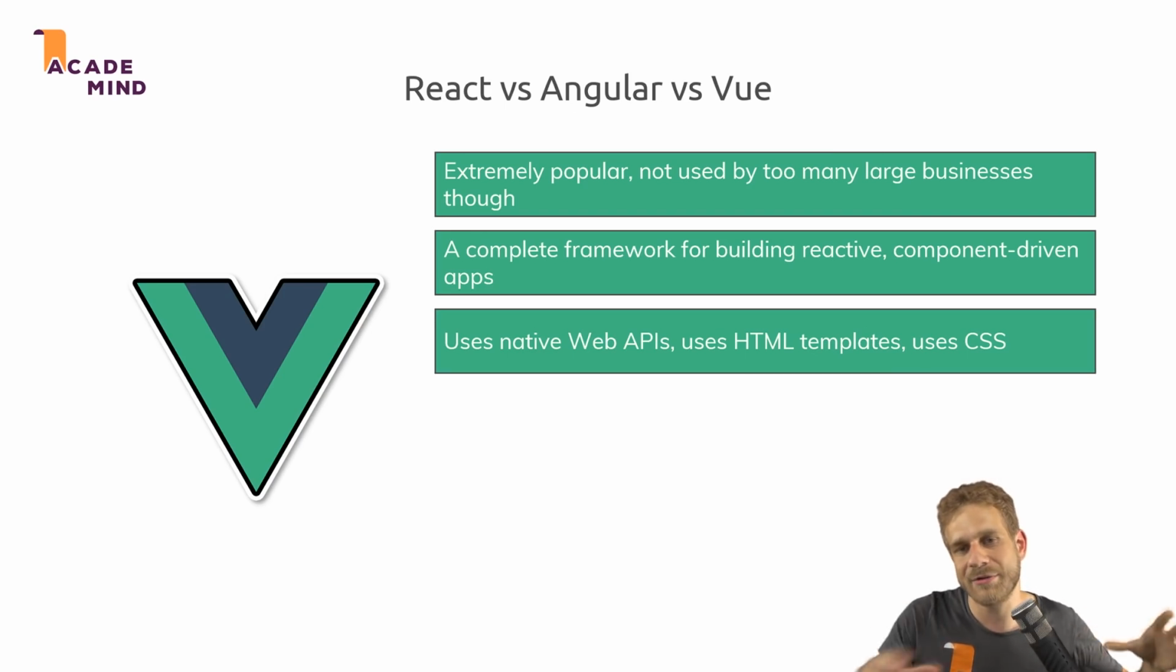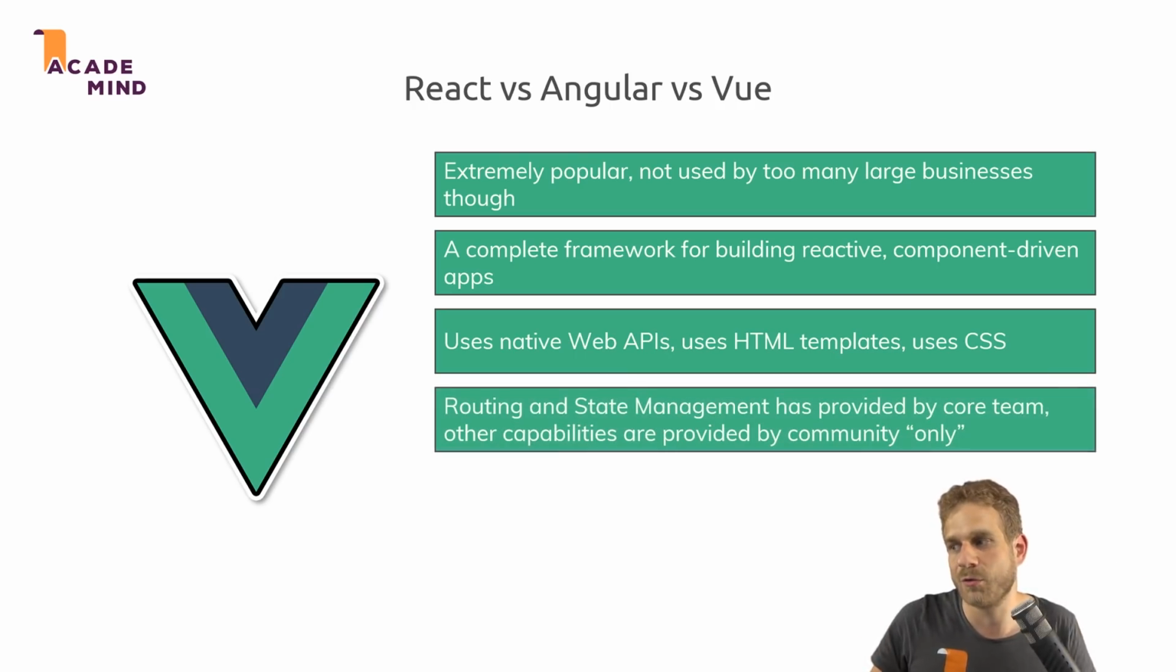Now, as I said, routing and state management are coming from the core team. They are provided by them. Other features are provided by the community only, putting only in quotation marks here, because that's not necessarily a bad thing. It's good that we have an active ecosystem. It just means you have to rely on them.